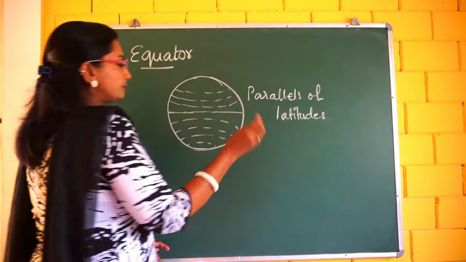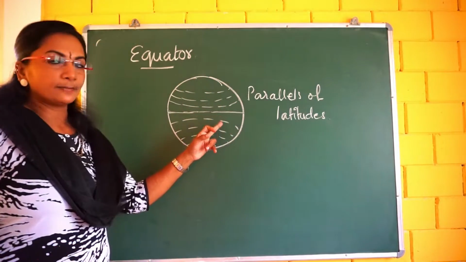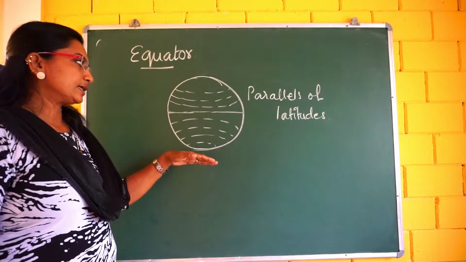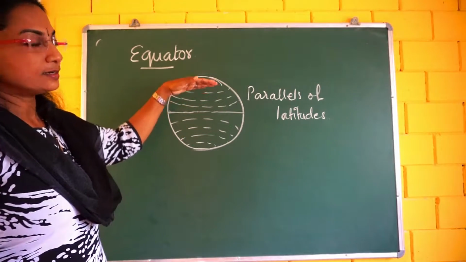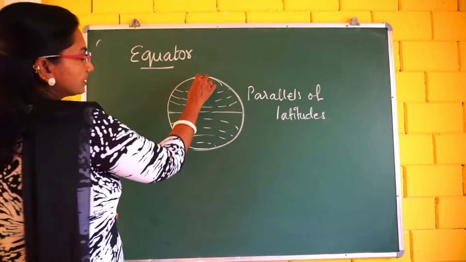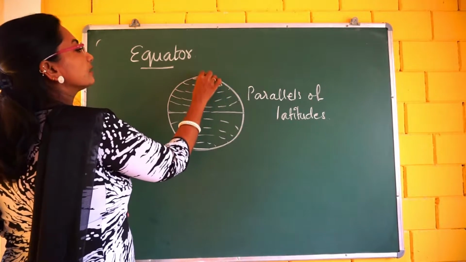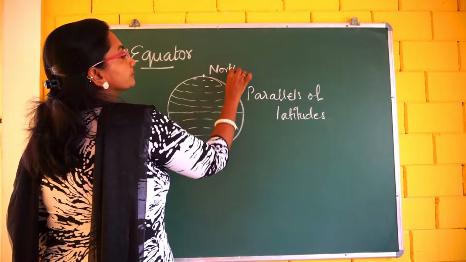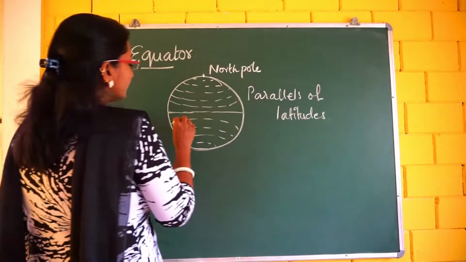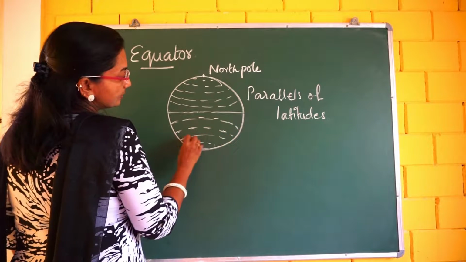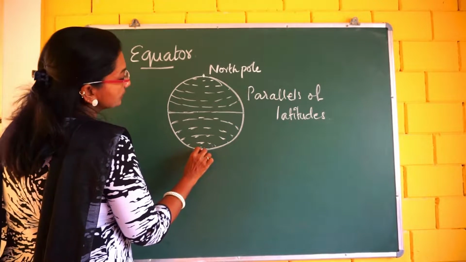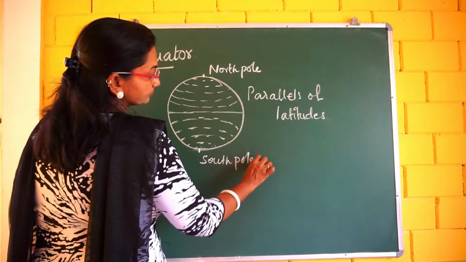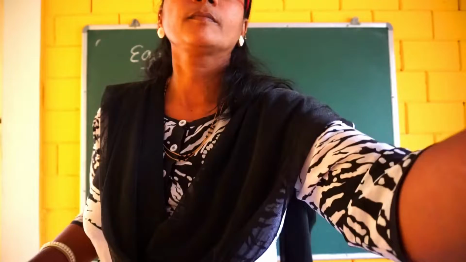Once again, the equator is an imaginary line. Like that, many parallel lines are passing on the upper side and the down side. When it goes upside, it comes to an end at one point, and we call it the north pole. Like that, when the parallels of latitudes are coming down, they end in a point that is known as the south pole.